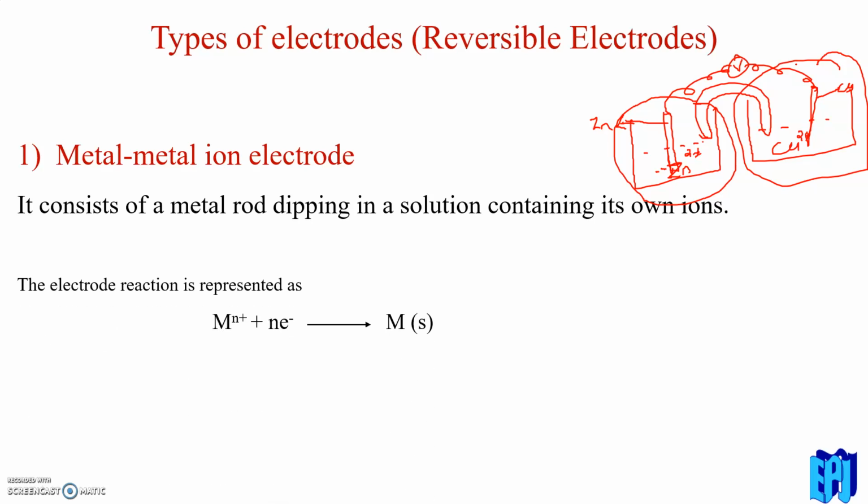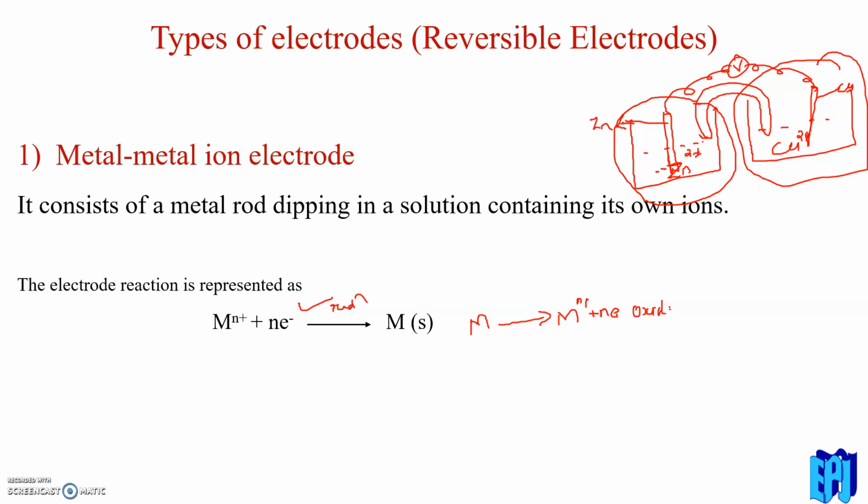Generally these electrodes may undergo a reduction or oxidation reaction. How can the electrode reaction be written? It can be written as M^n+ + n e- gives M, or M gives M^n+ + n e-. The first is the reaction if the electrode undergoes reduction, and the second is the reaction when the electrode undergoes oxidation.